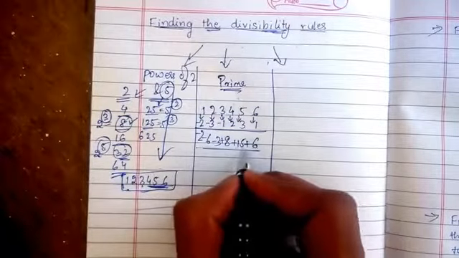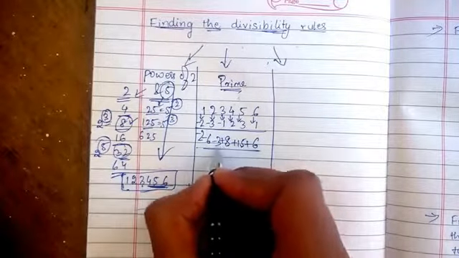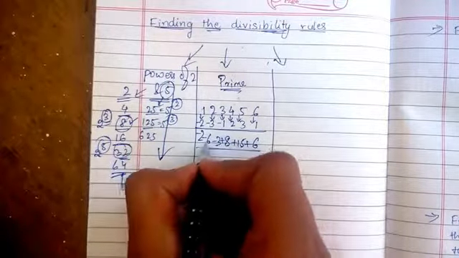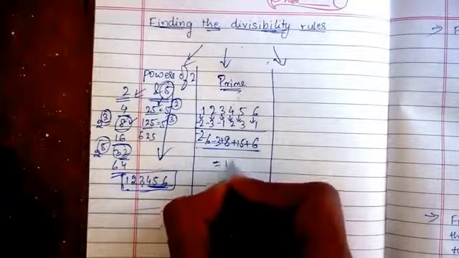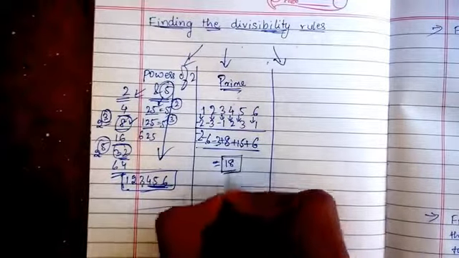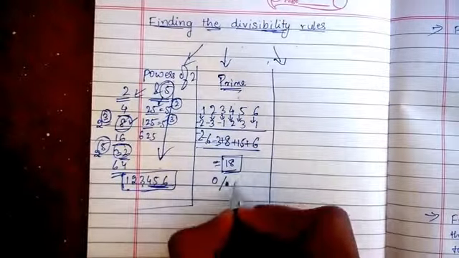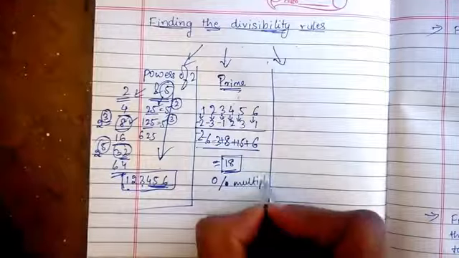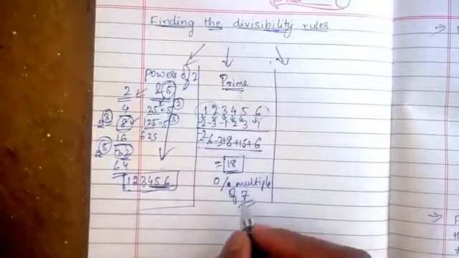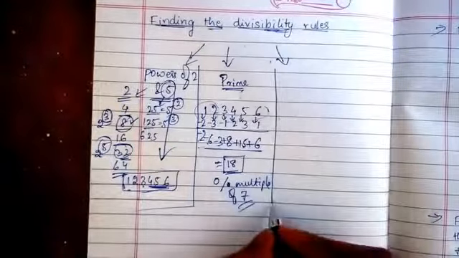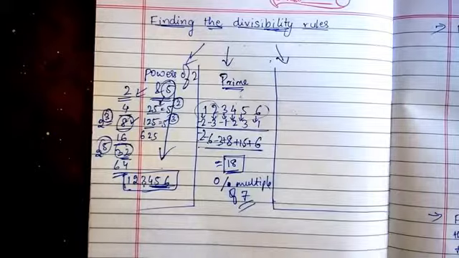summed up will give us 6 plus 15 is 21, 21 plus 8 is 29, 29 minus 3 is 26, 26 minus 6 is 20, minus 2 is 18. So this should be equal to 18. If the answer that you get is either 0 or a multiple of 7, then this number 1, 2, 3, 4, 5, 6 will be a multiple of 7. So this is a method of simplifying it.